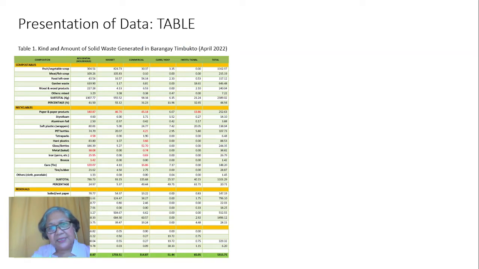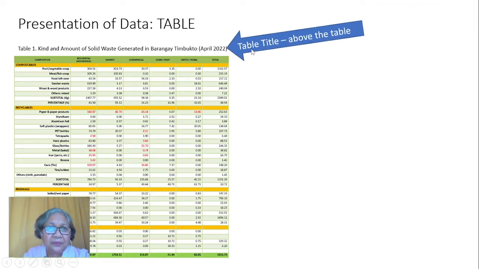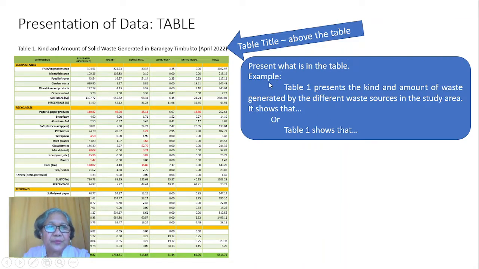Okay, let us take some examples in the presentation of data. So we have here a table. How are we going to present this? First, you have the table title, which should be above the table. And then you are going to present what is in the table. For example, table 1 presents the kind and amount of waste generated by the different waste sources in the study area. It shows that compostable, recyclable, etc. So you are going to present what is in the table.